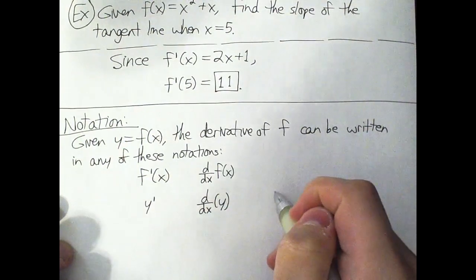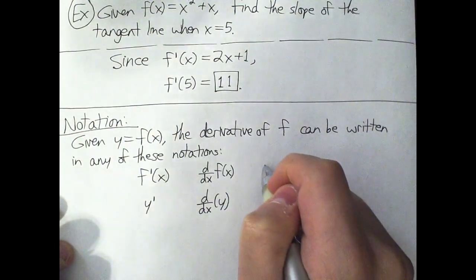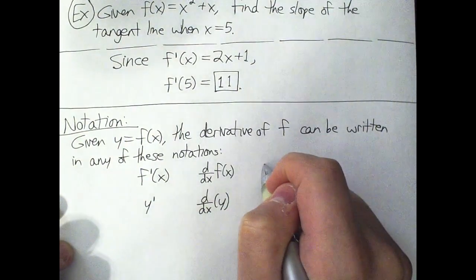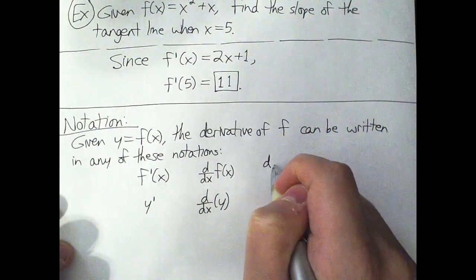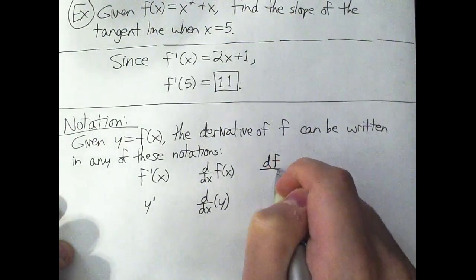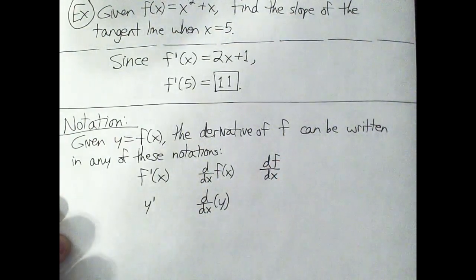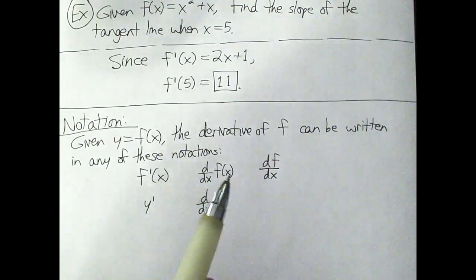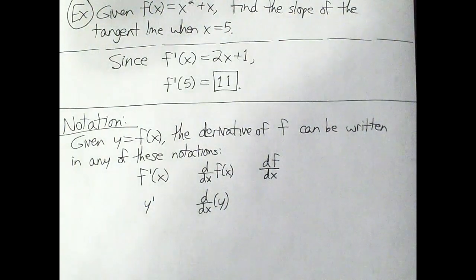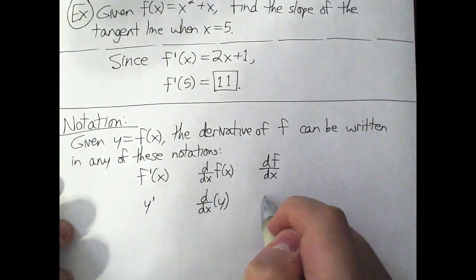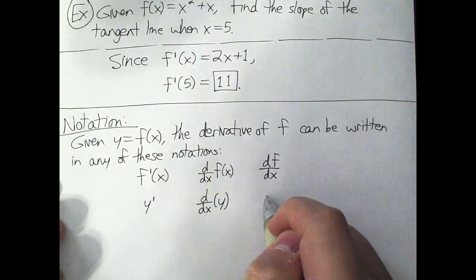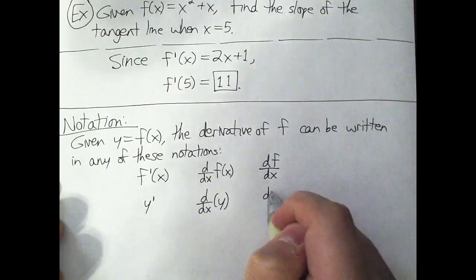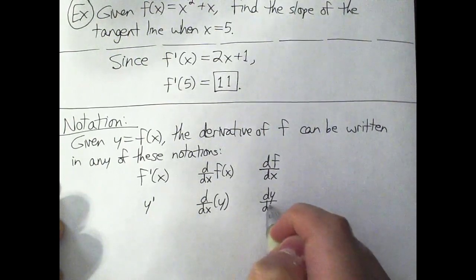There are 2 other ways. The one that I'm going to write up here in the upper right is probably the one that we use the least often, but I want to tell it to you anyway, just in case you see it. And that is df over dx. Kind of similar to that previous one, the derivative of f. And finally, the last one, and this is one that we will use a bit, dy over dx.